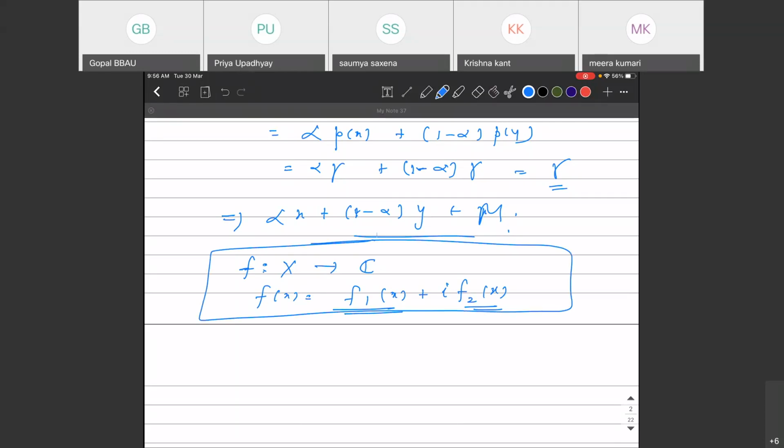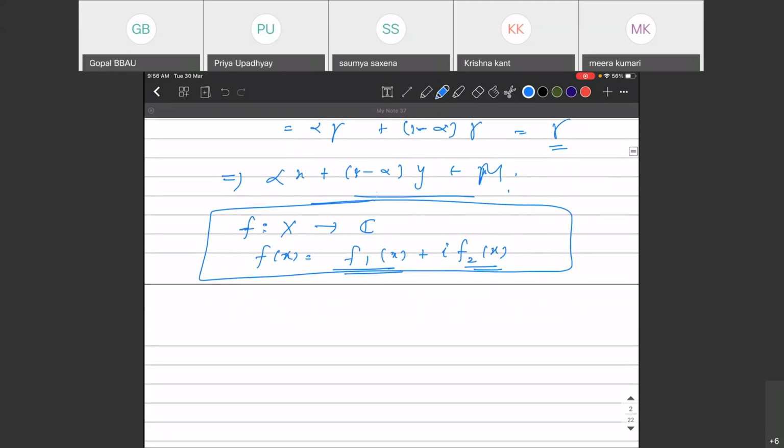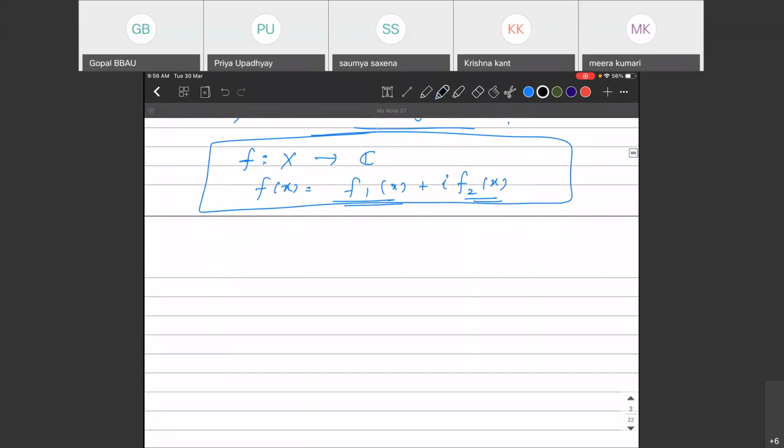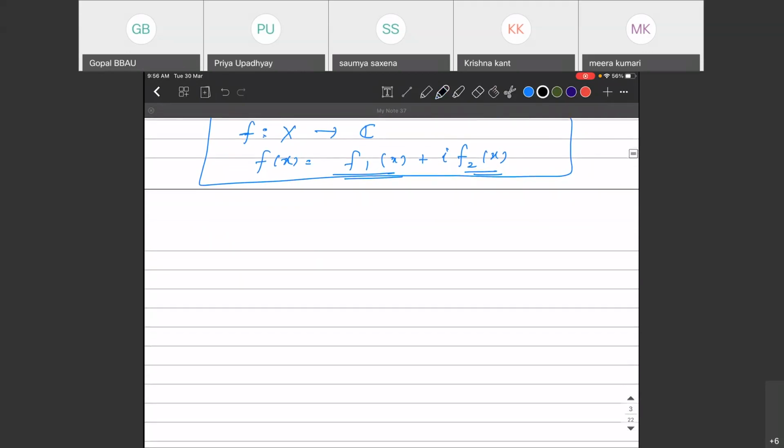So what you do is break f into two parts, the real and imaginary parts, f1 plus i f2. You will find this in your textbook. I will not prove this theorem. This is an exercise. Check your textbook for a proof. Here by your textbook, I mean the book by Kreyszig.